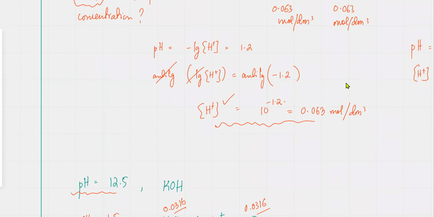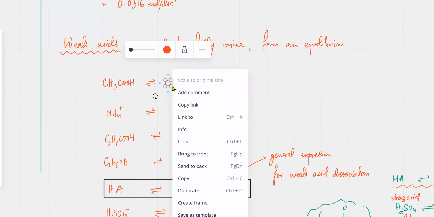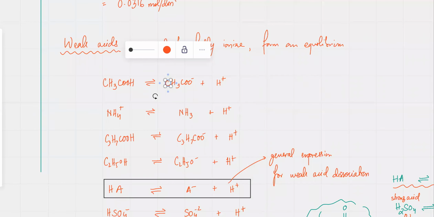So you don't really have to calculate, but for weak acids, this is what we were discussing, that they don't fully ionize. So they form an equilibrium. The reaction is not going to go fully forward. If you have a weak acid, like ethanoic acid, the ethanoic acid would ionize, but only partially, which means very few molecules would actually end up ionizing.